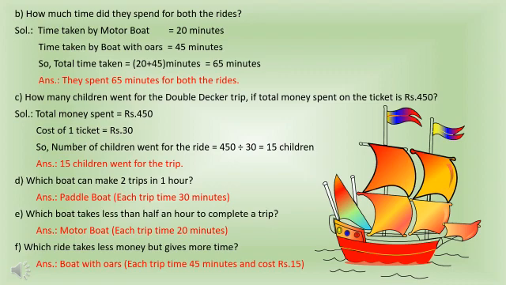And here another question also. Which ride takes less money but gives more time? And the answer is boat with oars, because each trip time for the boat with oars is 45 minutes and the cost of each ticket price is rupees 15 only.